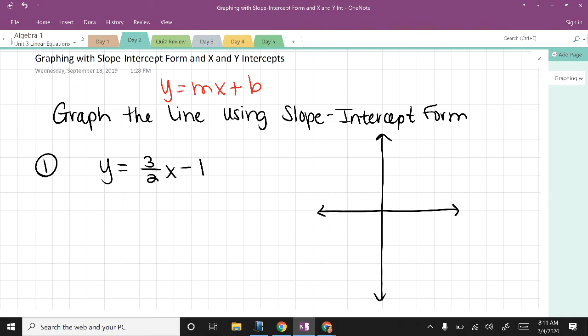Y'all please write down this problem, and draw yourself a little x and y axis on your graph paper. We're doing graph paper now. I got graph paper. You need graph paper.